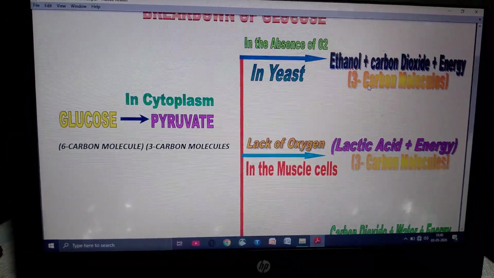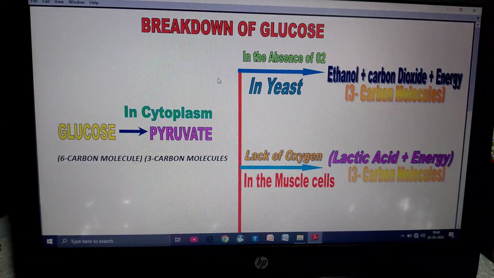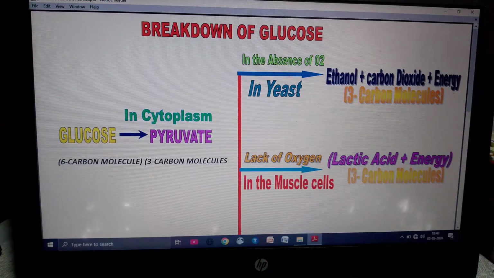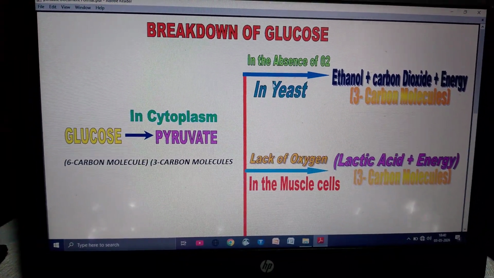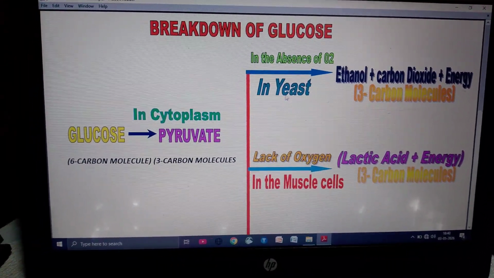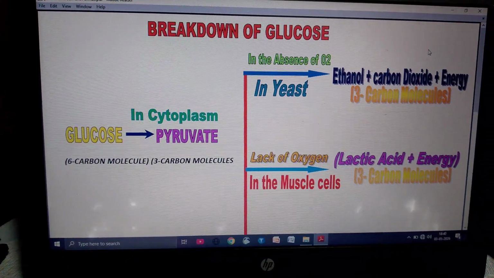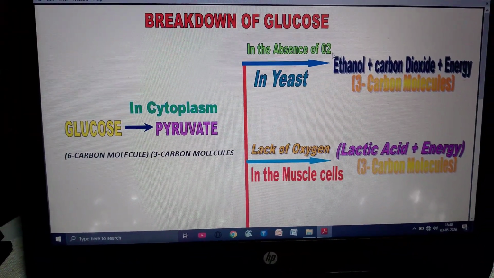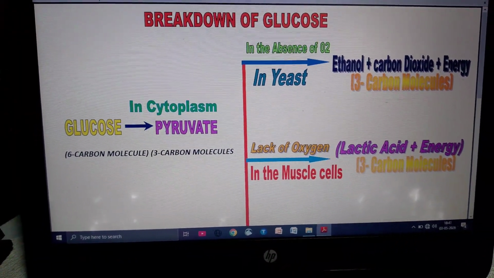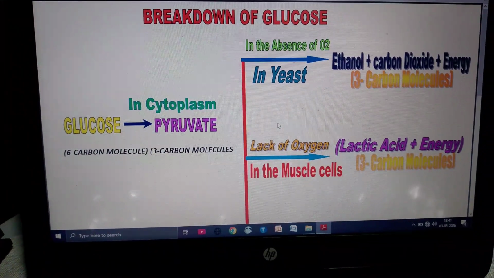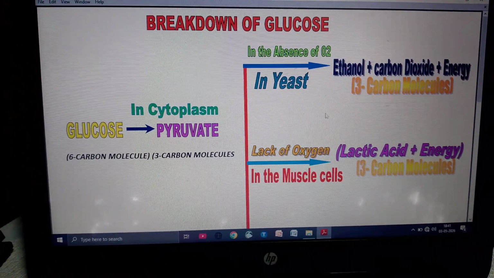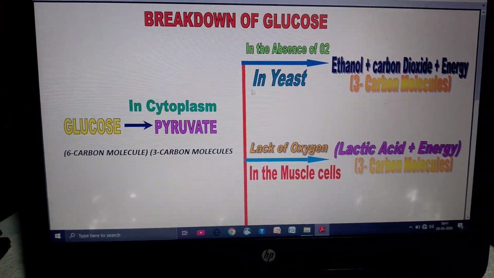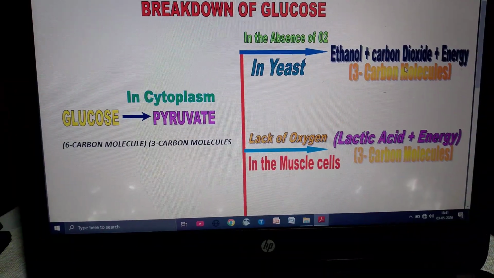Okay, next, in the absence of O2. If there is no O2, like in an organism such as yeast, pyruvate, which is a three carbon molecule, is converted into ethanol plus carbon dioxide plus energy. This process is called fermentation. Remember, in the absence of O2, when pyruvate is converted into ethanol, carbon dioxide and energy, this process is called fermentation.